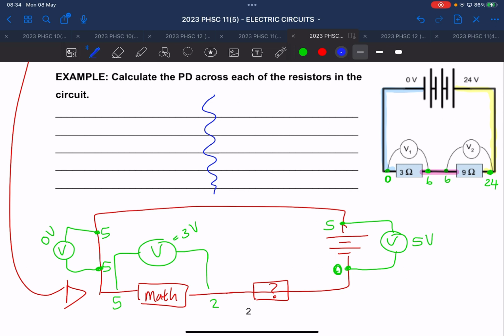There's 2 ways. Are you just tired today?